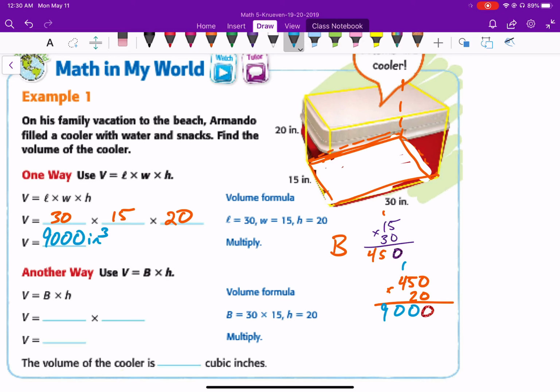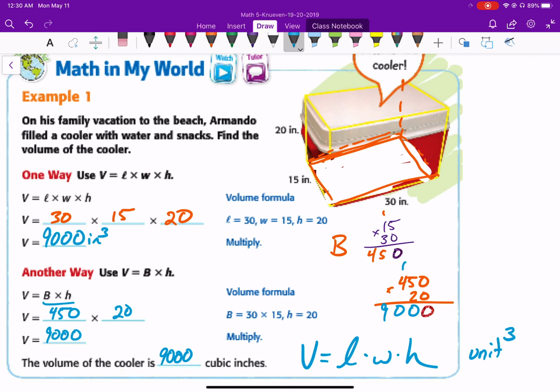Now, if we did this the other way and did big base times height, again, I have to multiply the length and the width, my 30 times 15, to still get 450. And then I'm going to take 450 times 20. See, you're still doing everything the same by saying length times width times height. That's why it's always simple to keep one formula that makes a whole lot of sense and just say volume equals length times width times height, and know that it is going to be whatever unit it is cubed.